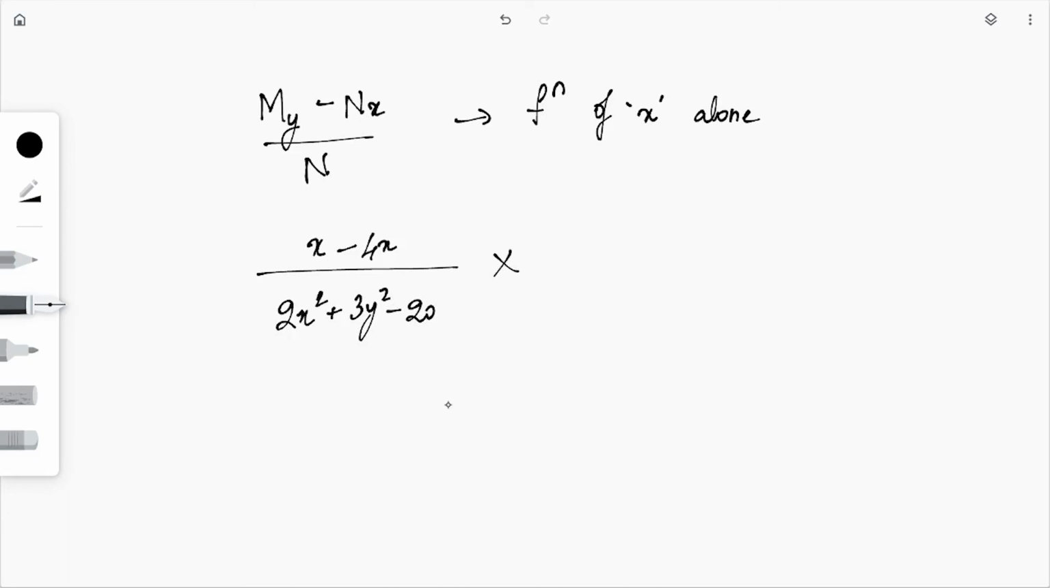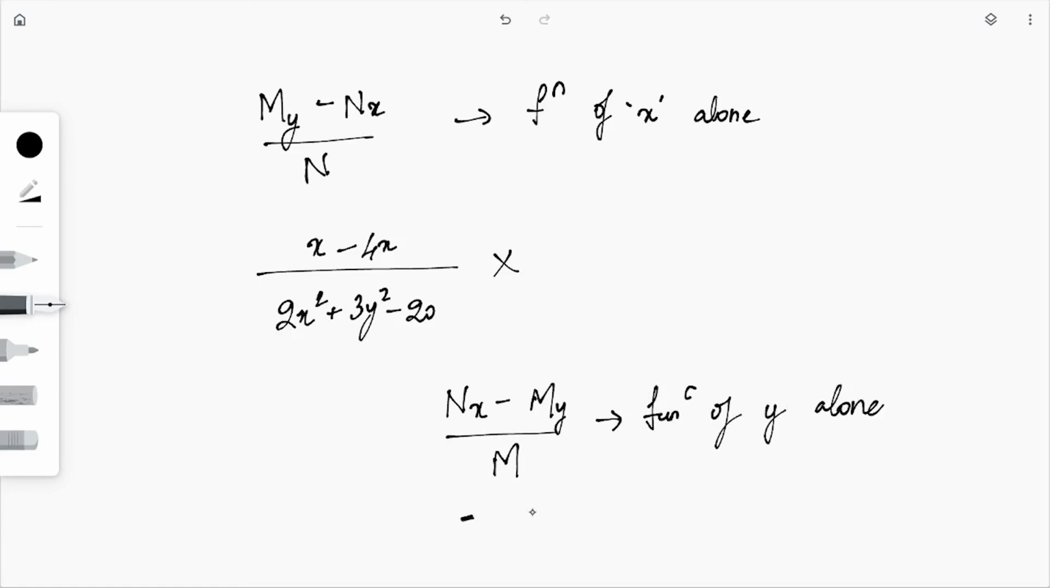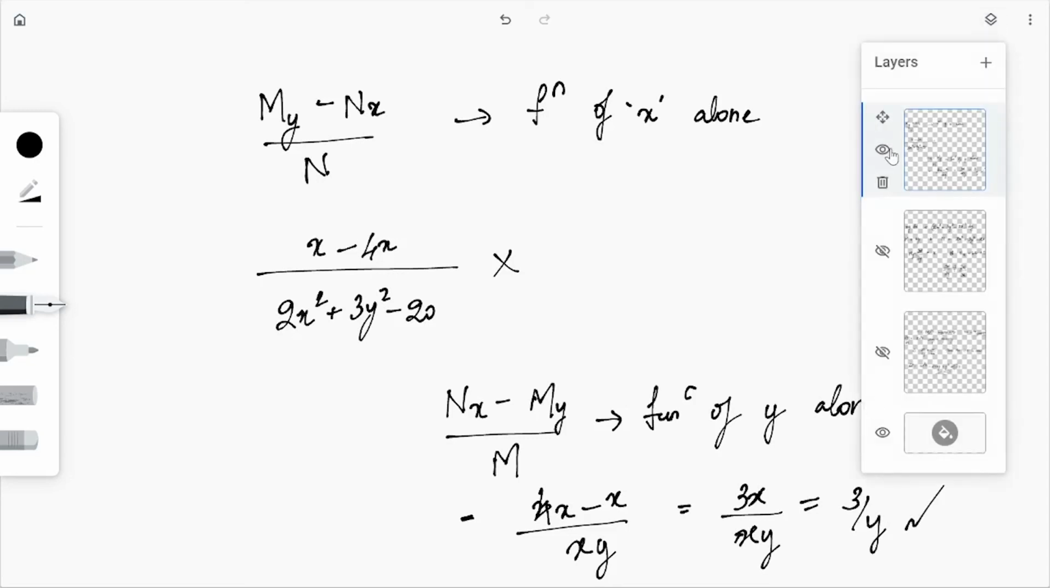So let's try the other expression, that is (Nx minus My) by M. When it is division by M, it should be a function of y alone. Let's see that. So this is nothing but (4x minus x) whole divided by, what is our M? M is xy. So there is a possibility, right? 4x minus x is 3x by xy. x and x get cancelled, so we get it as 3 by y. So here we have our corresponding integrating factor.